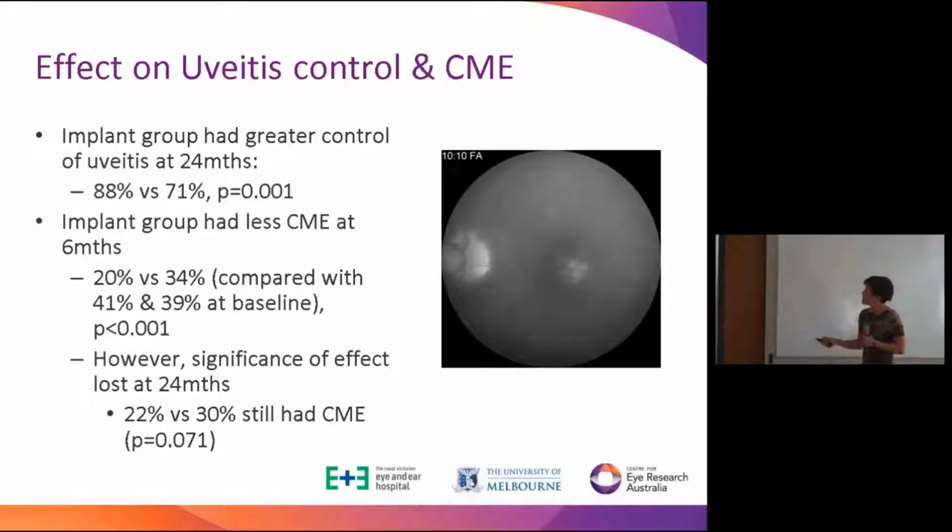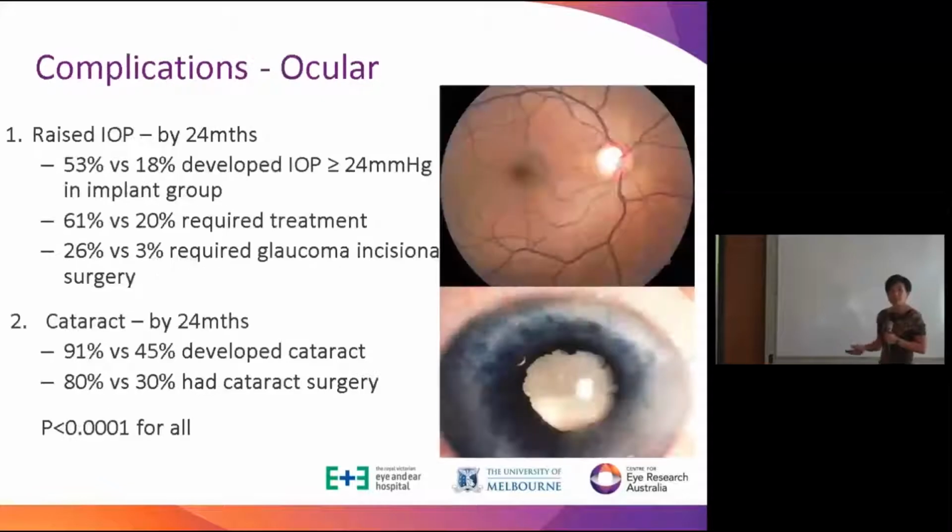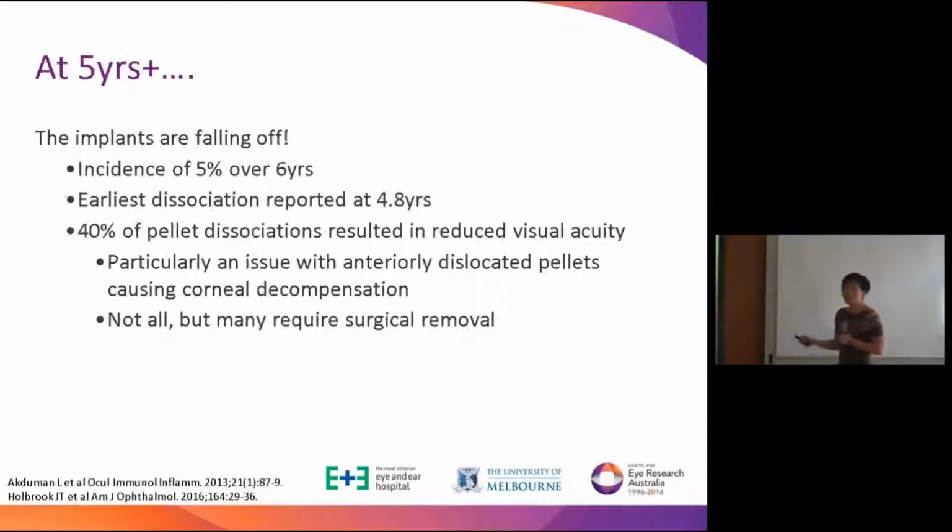There are significant complications from the Retisert implant. 100% get cataract by 24 months, virtually. 91%. 50% develop glaucoma by 24 months, and a large rate of these required surgery. So there are significant risks with this. And at 5 years, we've now got 7-year data. At 5 years, the implants are starting to fall off, requiring further surgery to actually retrieve the implant.